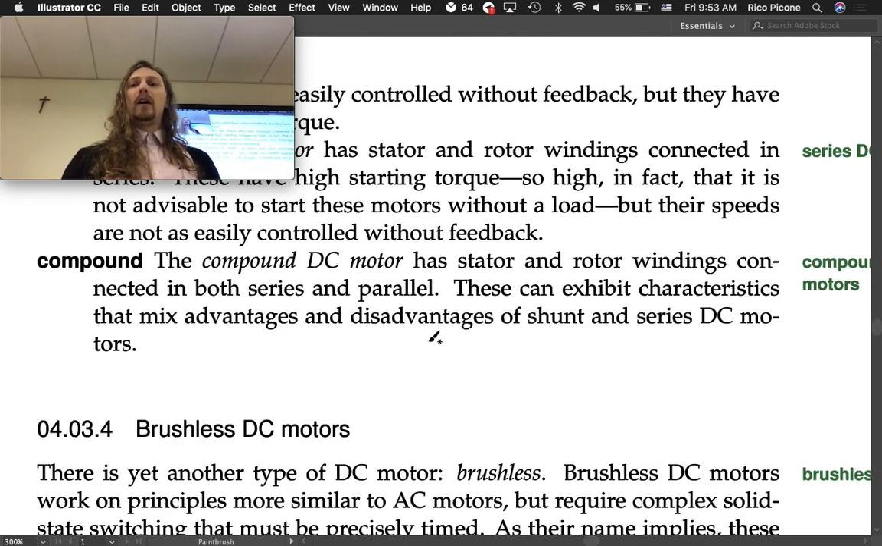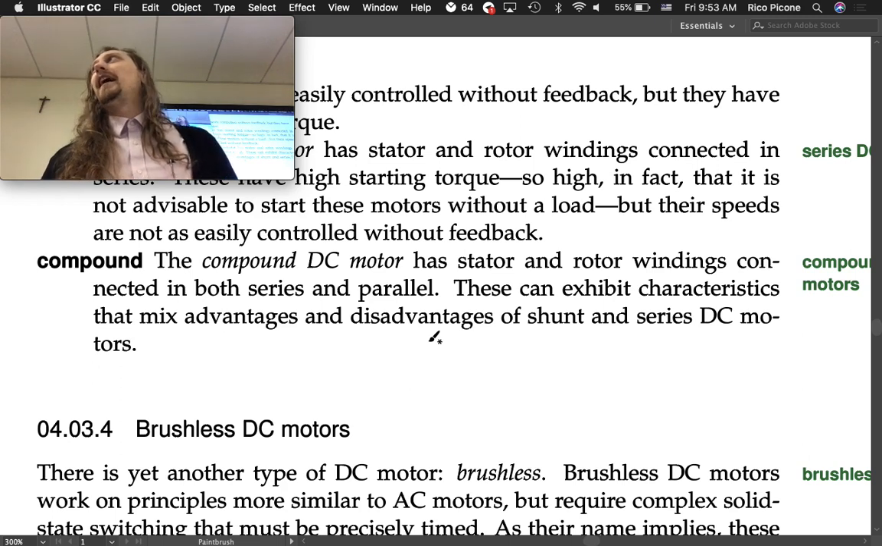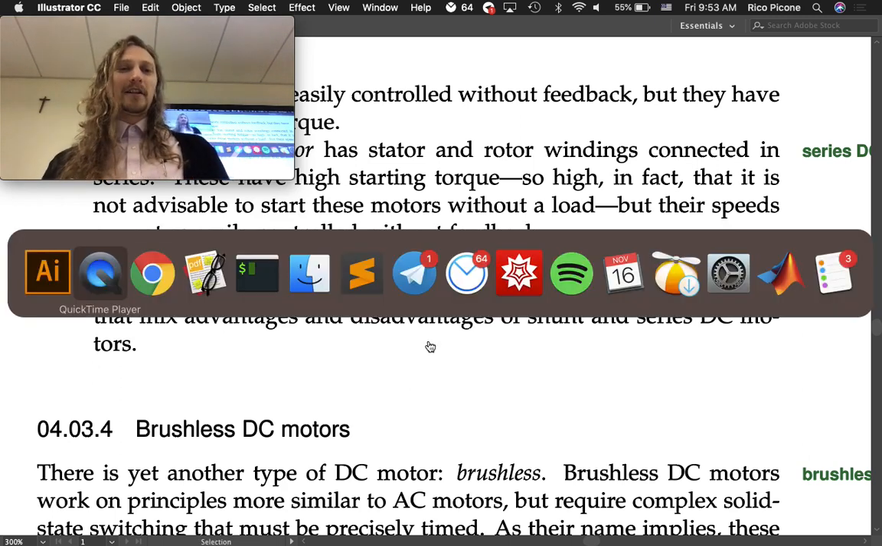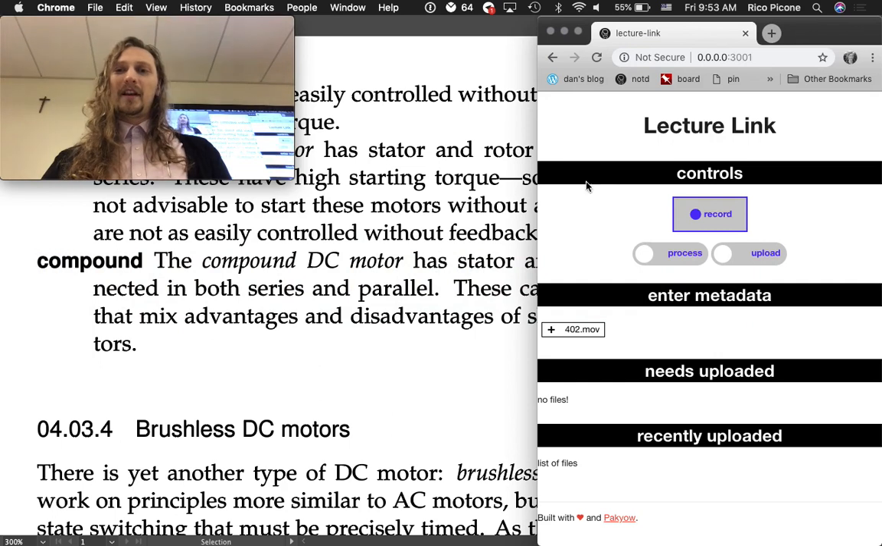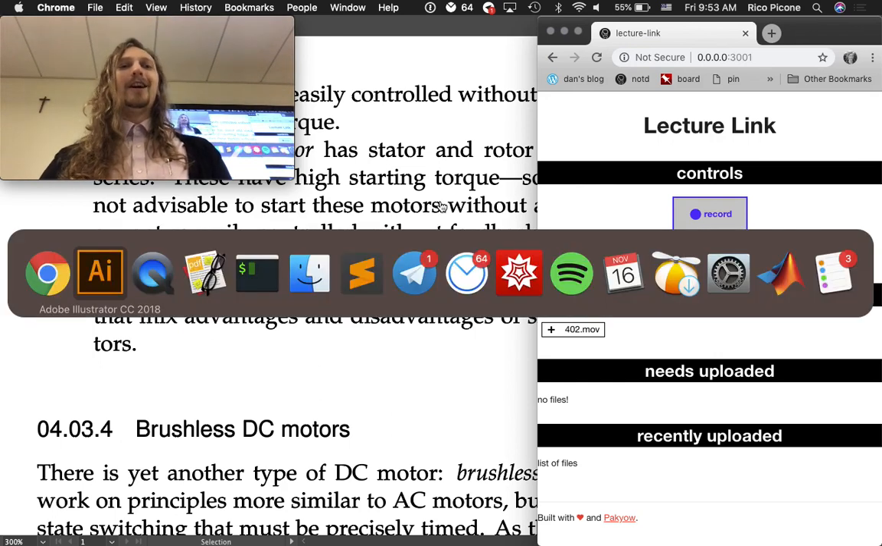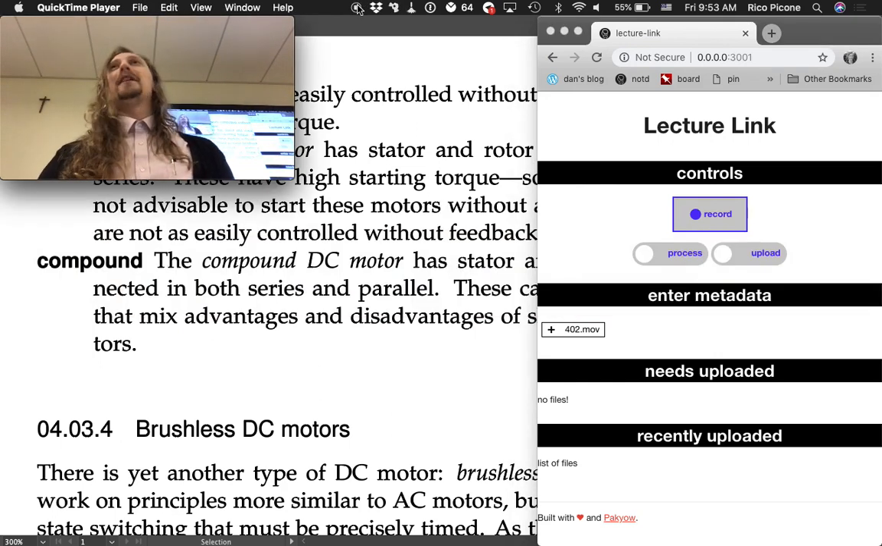Okay, so I'll talk more about brushless DC motors after the break. We'll come back to this. So have a good weekend studying, and I'll see you guys on Monday for the exam. No, DC motors will not be on the test. Yes.